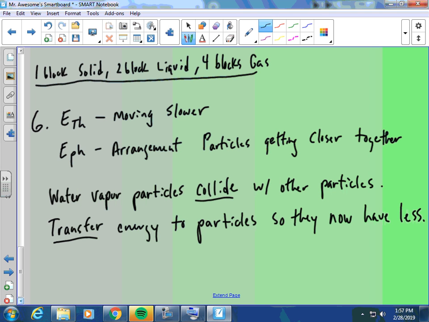Those are the 4 things I was looking for. Think about the thermal energy, the temperature, the speed. So describe the temperature and speed of the particles, or temperature or speed. The phase energy, the arrangement of particles, how is that changing? And talk about collisions and which way the energy is being transferred in those collisions. And that's all.